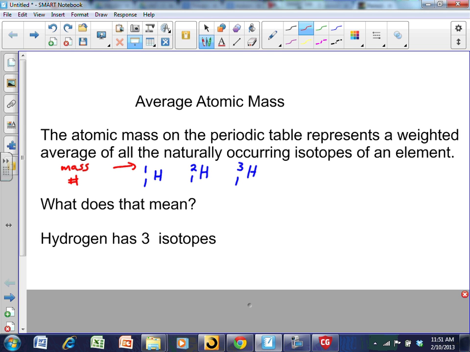That stays the same. So when we talk about the mass of hydrogen, it would be silly to take a numeric average. The numeric average of 1, 2, and 3 would be 2. So we'd have some hydrogen 1, some hydrogen 2, some hydrogen 3, 3 different isotopes, divided by 3. We get 6 divided by 3, which is 2, and that would make no sense. The reason is that of these 3 isotopes of hydrogen, hydrogen 1 is by far the most common.